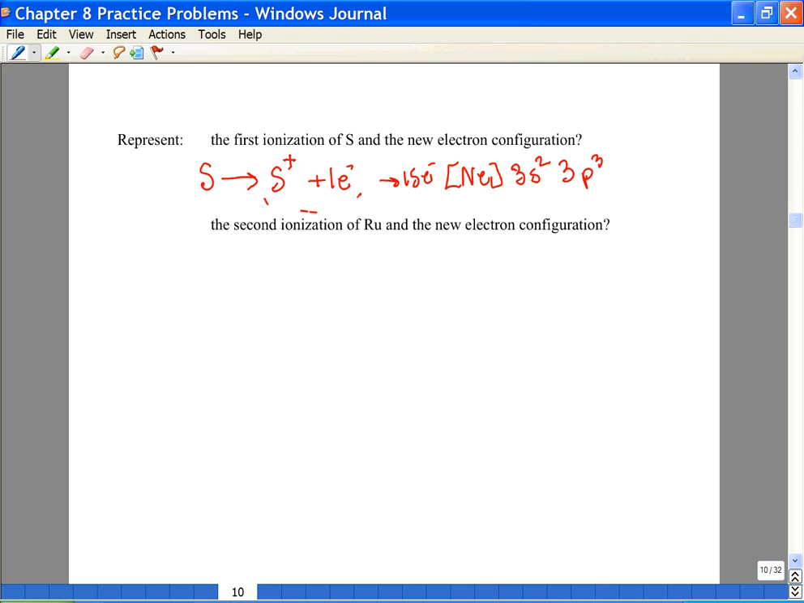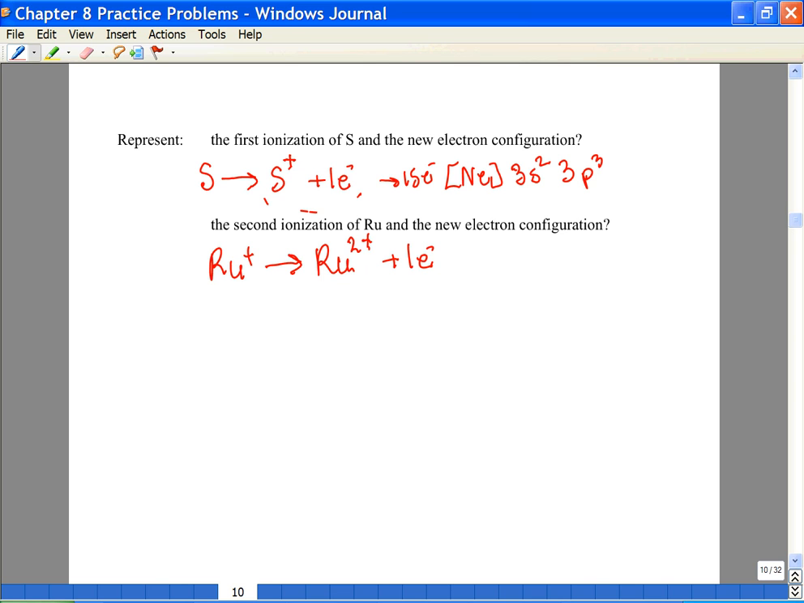Okay, and the next one asks us to represent the second ionization of ruthenium and give its new electron configuration. So if we're talking about the second ionization, that means that ruthenium has already had one electron removed. So therefore, it starts out as ruthenium plus. So for the second ionization, we would end up removing a second electron and end up with ruthenium 2 plus and that extra electron that was removed in this second ionization.